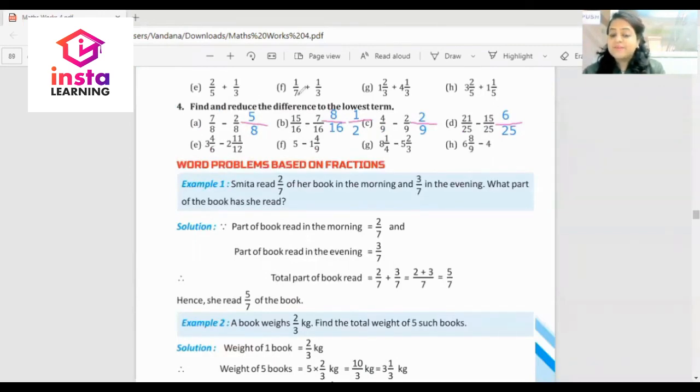Find the difference and reduce it to the lowest term. 7 minus 2, 5 upon 8, 15 minus 7, 8 upon 16. You can reduce this term to 1 upon 2. Okay, 4 minus 2, 2 upon 9, 21 minus 15, 6 upon 25. Okay, so you will get the answer. Very good. Now do these remaining sums in your notebook.